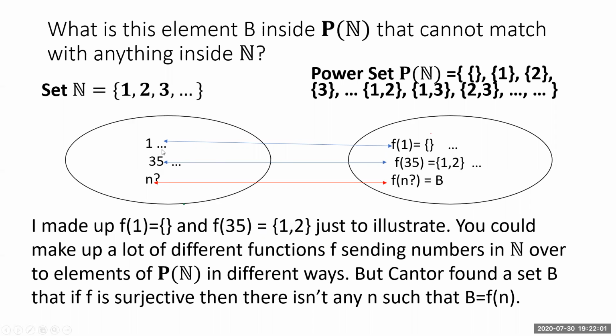Okay, so even though I'm making up this f of 1 equals the empty set, f of 35 is the set containing 1, 2, etc., I'd made up a function, or part of a function. But you could make up lots of different functions. And what Cantor's saying is, for this set B that he found, if f is surjective, there cannot be any number corresponding to it. So it cannot be surjective. It's a contradiction. Okay.